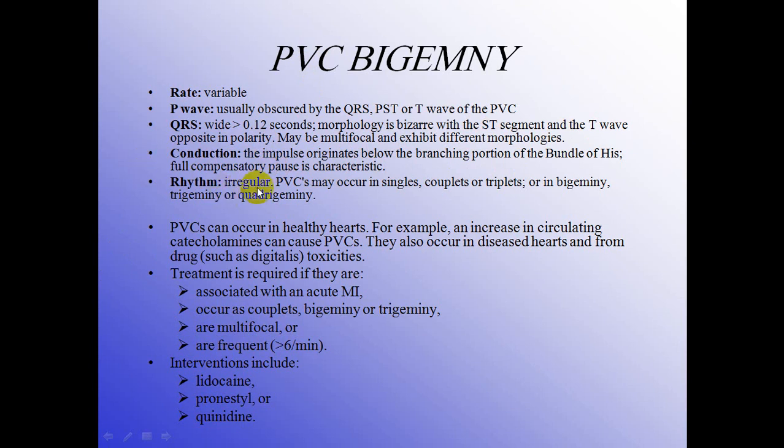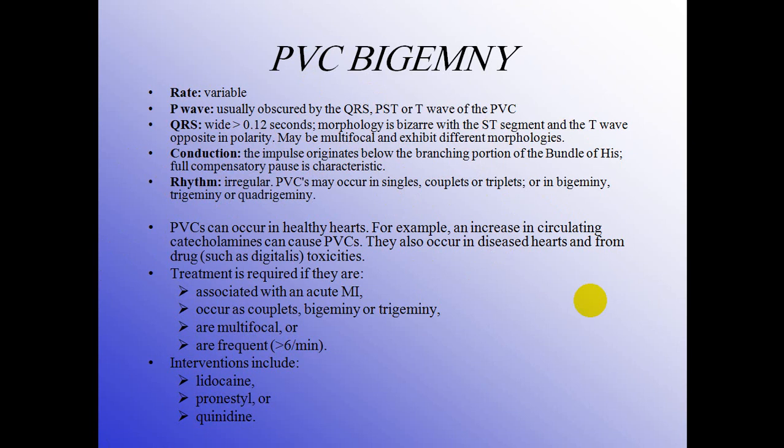The rhythm is irregular. Premature contractions may occur singly, as a couplet, as bigeminy, as a triplet, trigeminy, or quadrigeminy. Premature ventricular contractions can occur in a healthy heart. For example, increased circulating catecholamines during stress can cause them. They also occur in a diseased heart and from drugs such as digitalis toxicity.